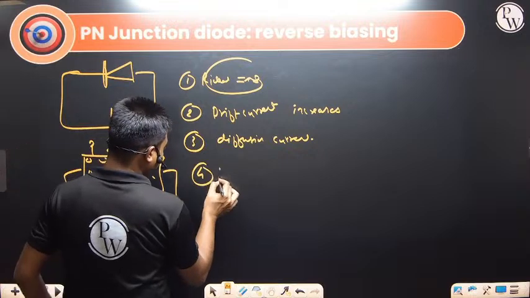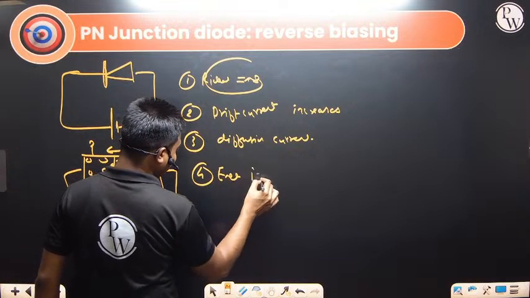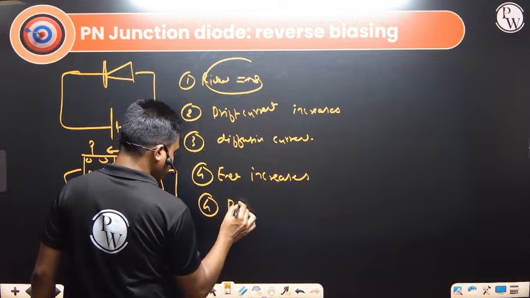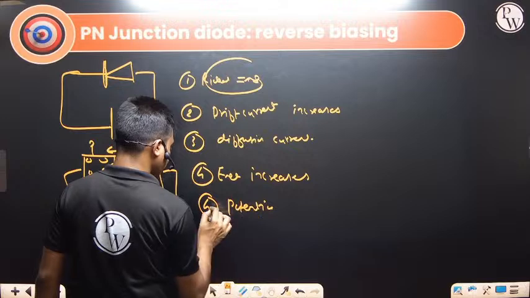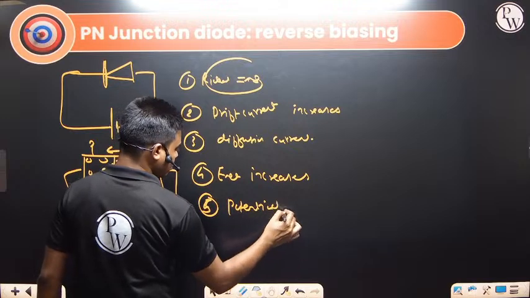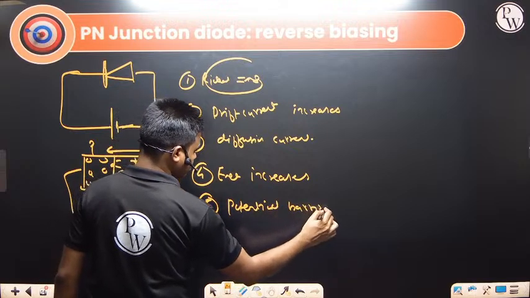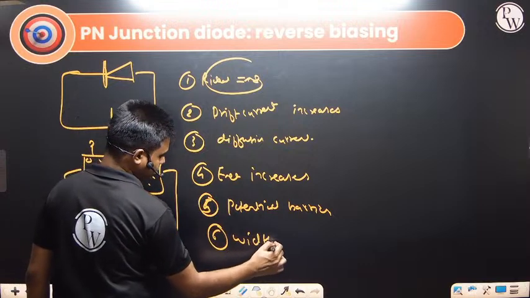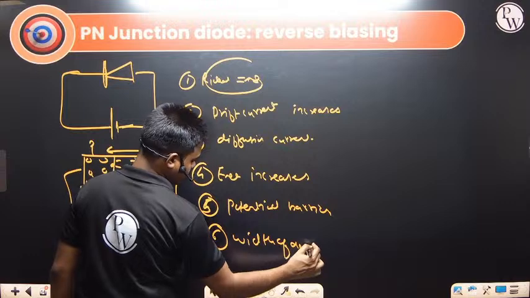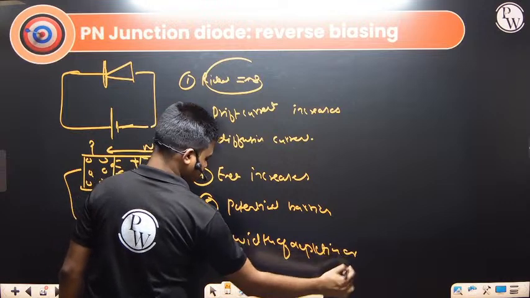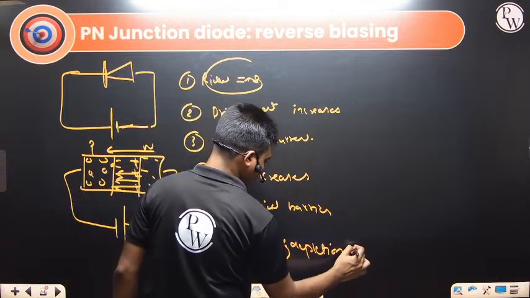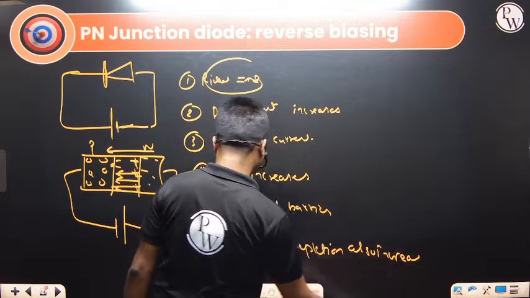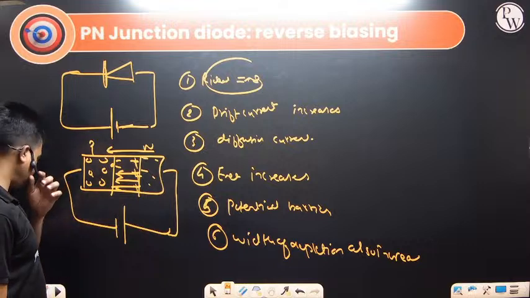So net electric field increases, E net increases. If E net increases, the potential barrier also increases. Potential barrier increases. Width of the depletion region also increases. These are the points that we should keep in mind.